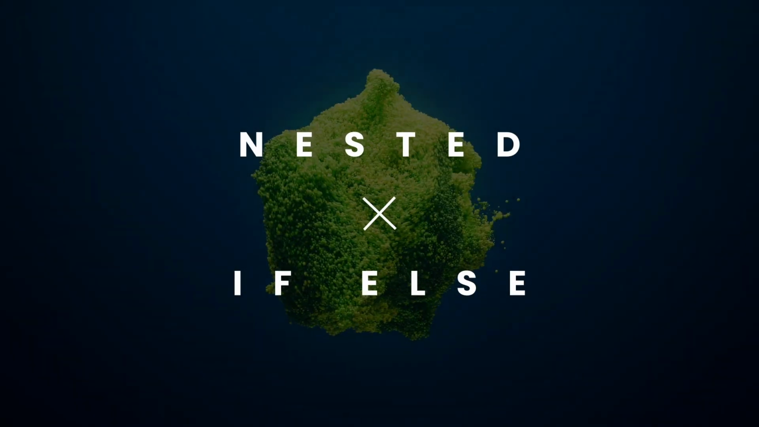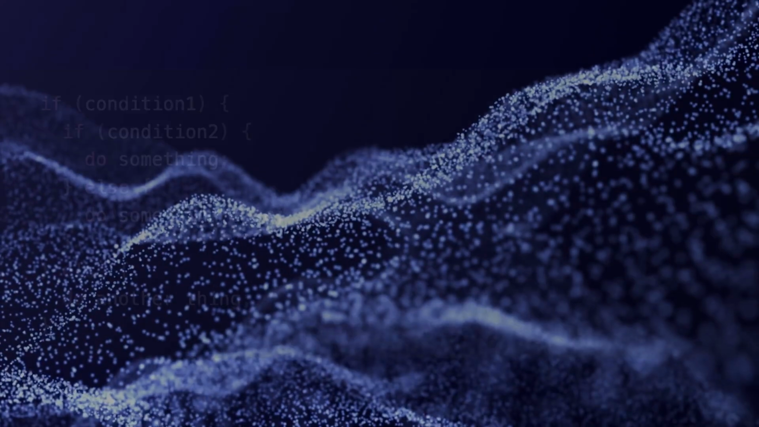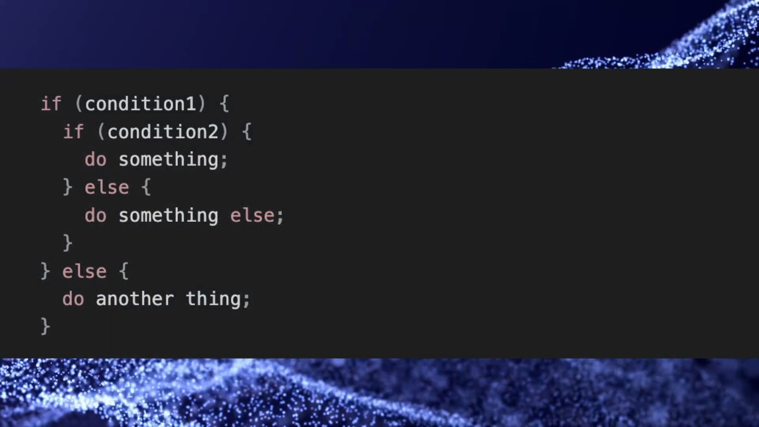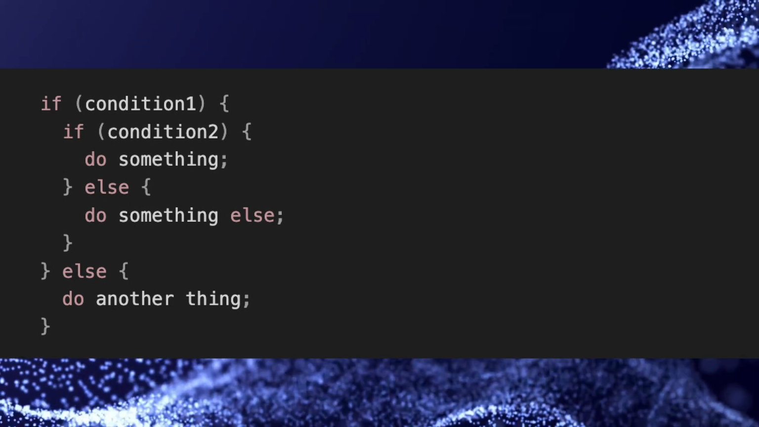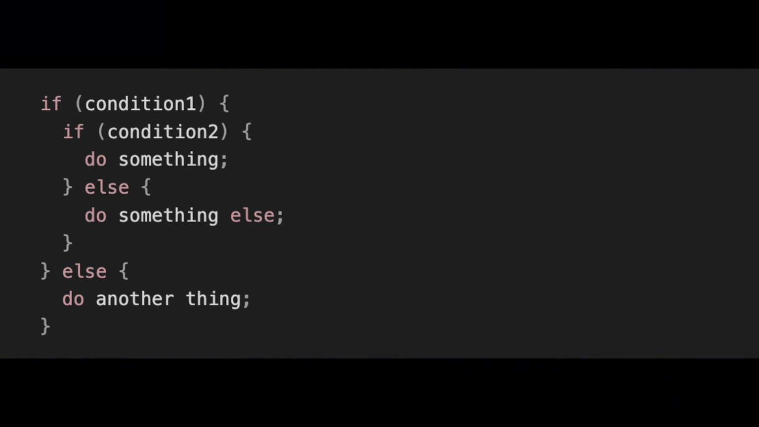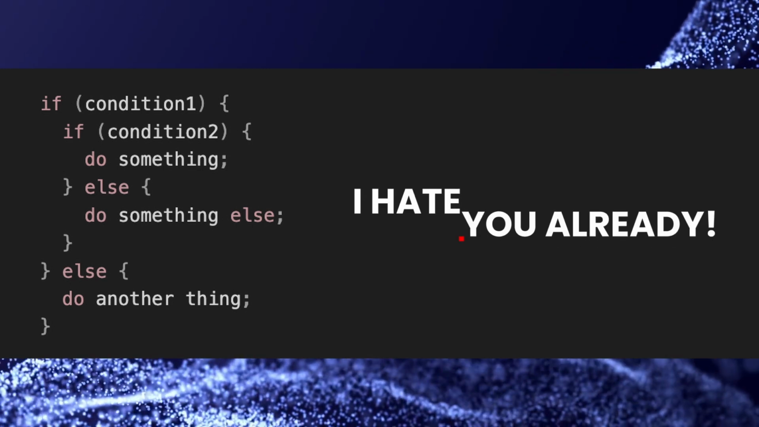So in JavaScript, we call it nested if-else statements, where we have if and else statements inside another if and else statement. It just looks like this. If condition 1, we have another if condition 2, do something, else do another thing. Man, this is tripping me right now. Are you all thinking the same way, right?